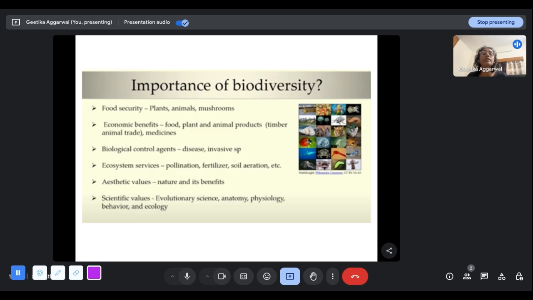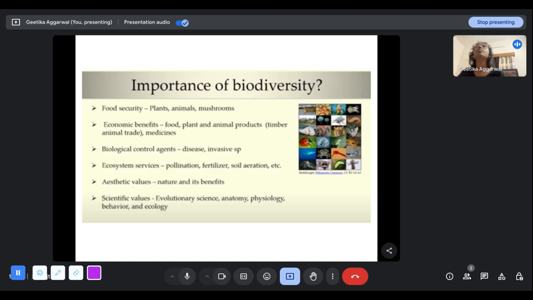Now let's come to what is the importance of biodiversity. Why do we need biodiversity? Eventually I'll talk about ecosystem biodiversity and functional biodiversity as well, but it's important for us to also know why biodiversity is important. So it offers us food security. So there are plants, animals, and mushrooms. In an area which is more biodiverse, we have more options of plants, animals, and different types of things that we can consume. Economic benefits, you have foods, you have plant and animal products, you get medicines.